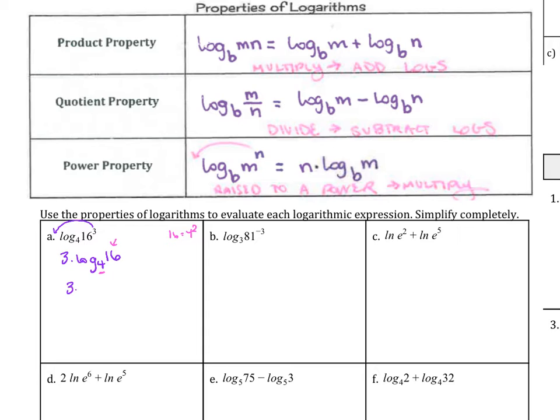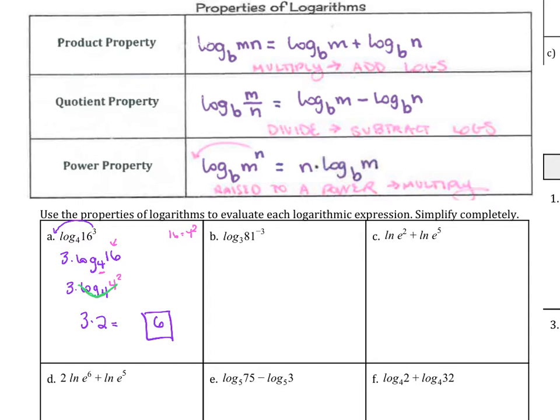So let's rewrite this: 3 times log base 4 of 4 squared. And then if you remember from the previous lesson, we can cancel that out, right? That's just 1, and then the exponent drops down. So we have 3 times 2, and so our answer is just 6. So let's try letter B.